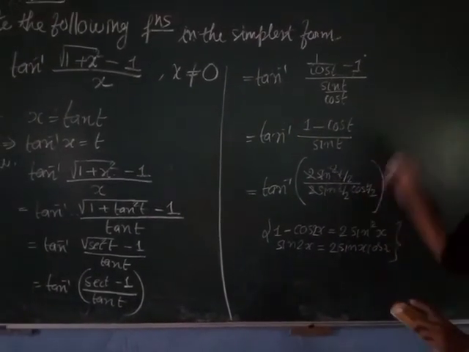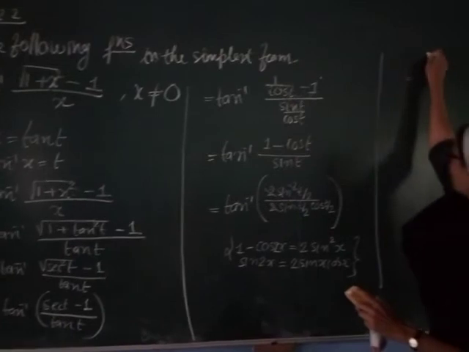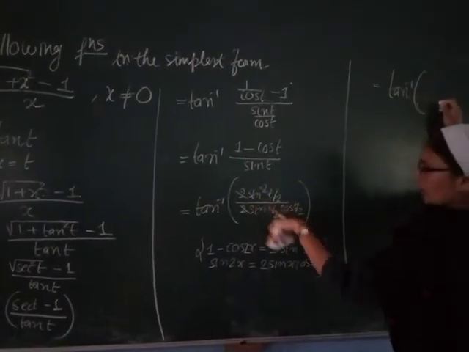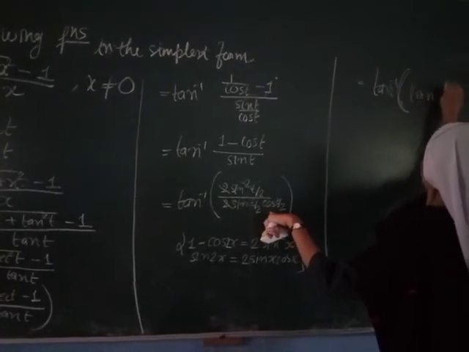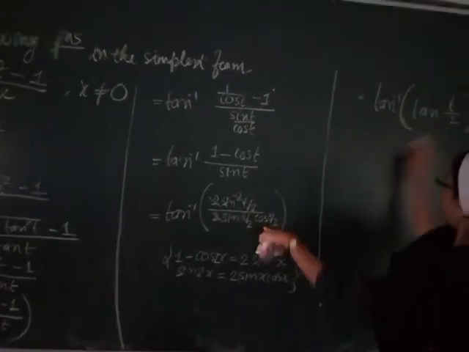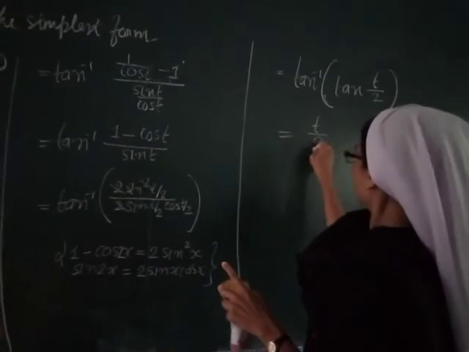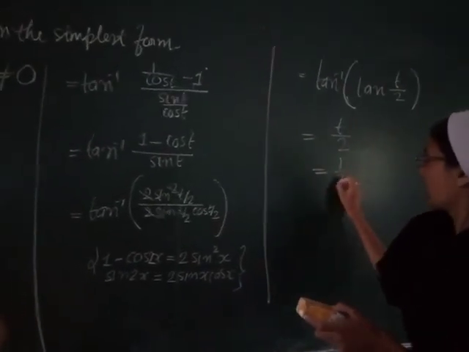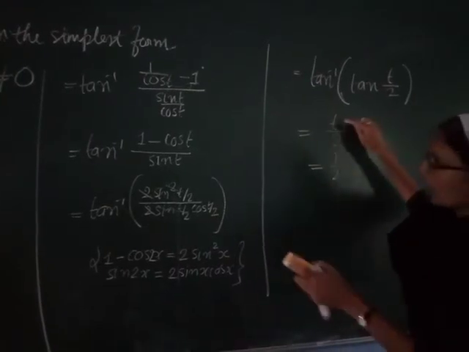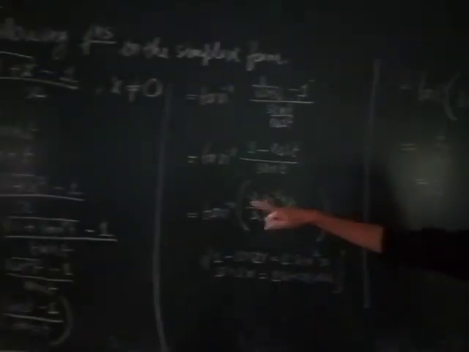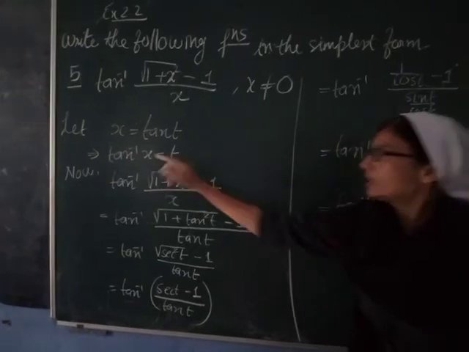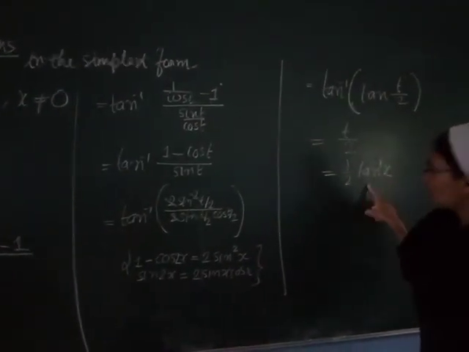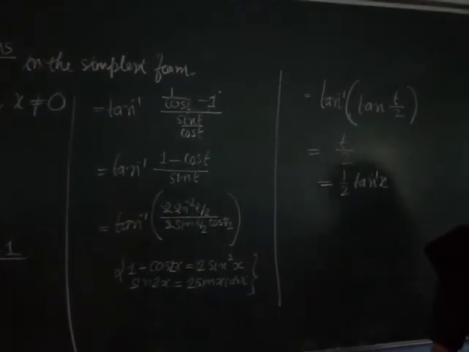Sin by cos is tan. So what you get is tan inverse tan t by 2. Tan and tan inverse cut. So you get t by 2. Now put the value of t. This t by 2 you can write as 1 by 2, and the t value we can write from the first, what we assumed as tan inverse x. So this is the simplest form of the given question.